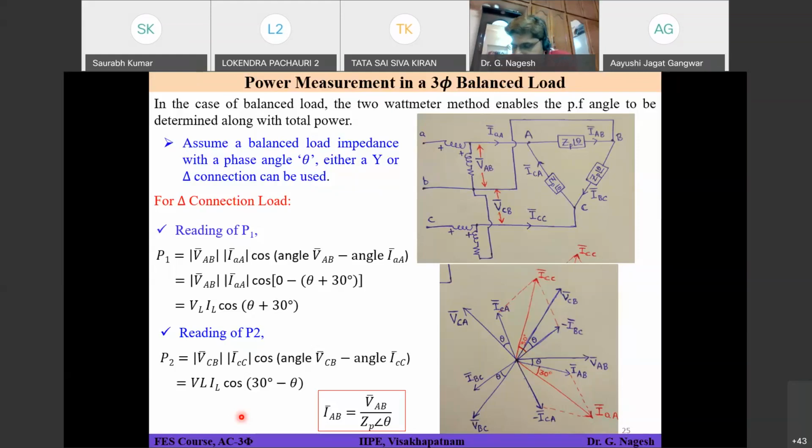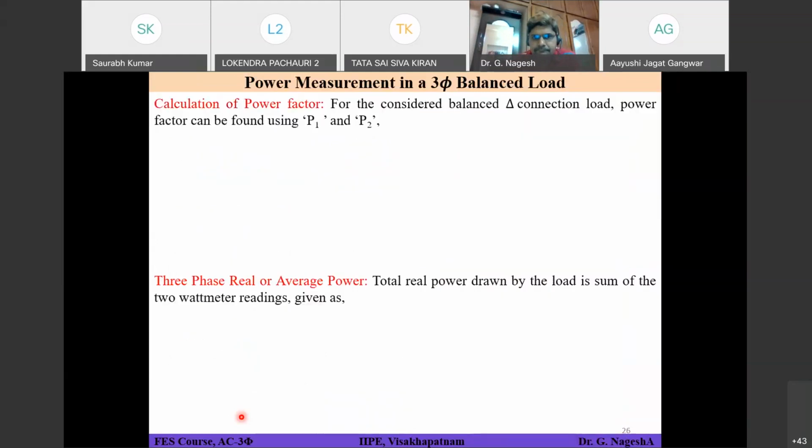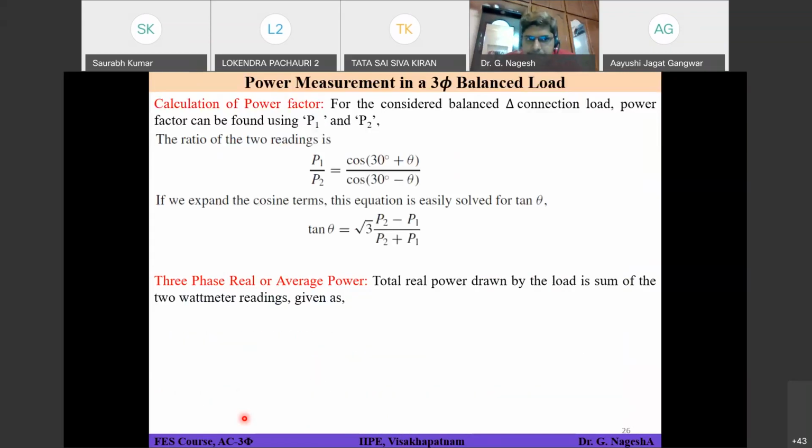Expand that cos function, substitute cos 30 and try to calculate that. P1 by P2, expand that cos function, and if something is there, you can cancel it. So root 3 cos theta minus sin theta upon root 3 cos theta plus sin theta. Okay, can you convert that in terms of tan function? Try to do that.